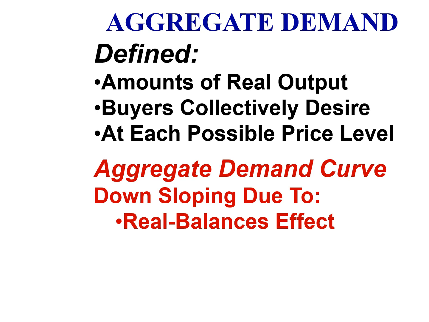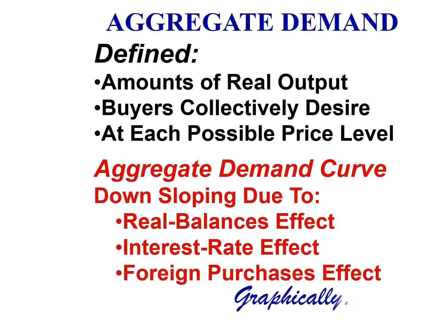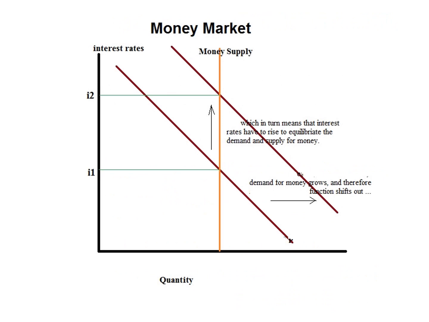The second reason or rationale for the downward sloping aggregate demand curve, the interest rate effect. Graphical analysis will help us understand the interest rate effect. Here is the graph of the domestic money market. Whenever presented with a new graph, be certain to identify what's being measured on each axis. Horizontal axis, quantity of money demanded and supplied. Vertical axis, not the price of money, the interest rate.